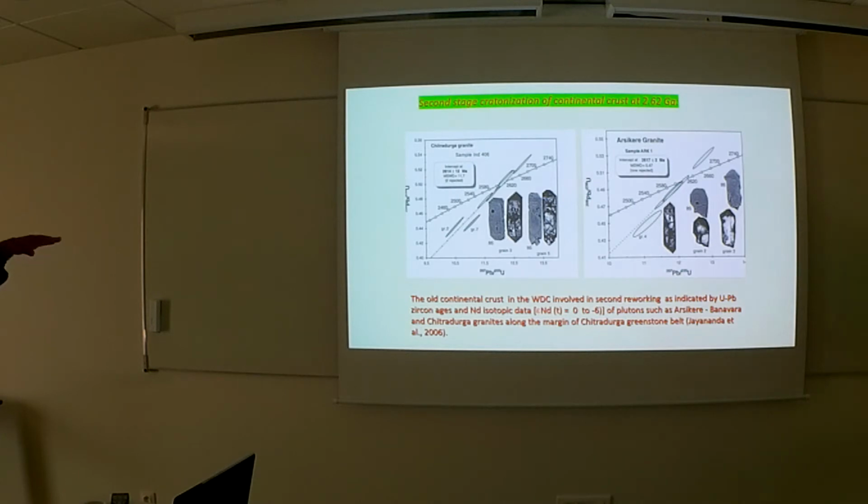And this cycle from 3000 to 2700 has terminated or culminated with another event of cratonization, the second stage cratonization. This is the final cratonization here, evidenced by the intrusion of high potassic granites in the western Dharwar. So this is 2006. That is the last major event in the western Dharwar.